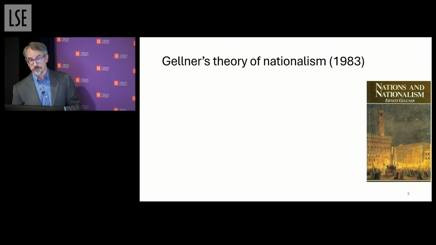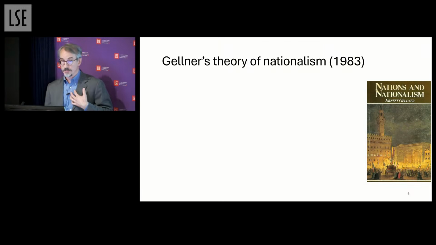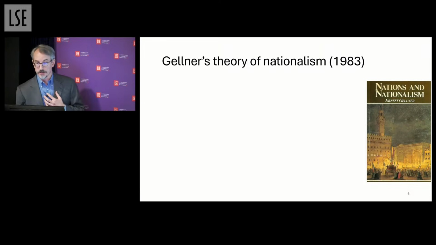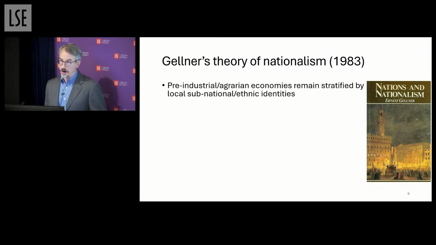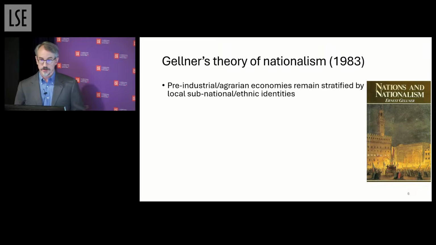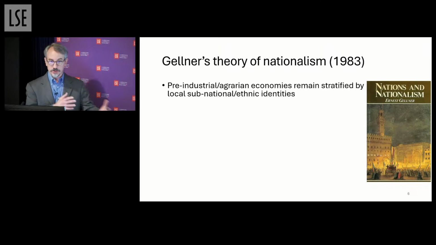So this is Gellner's book from 1983. Again, in my opinion, the best book ever written on nationalism. What does Gellner do in the book? He sets forward a very straightforward, very clear argument where he talks about how modernization, especially industrialization, generates national identities. So we can think about this in a very broad structural sense.